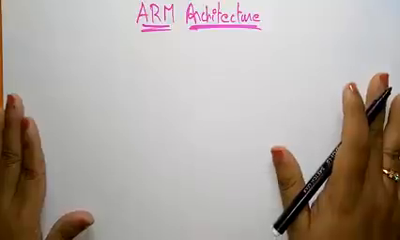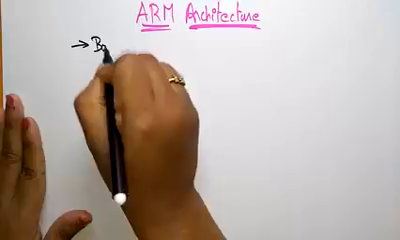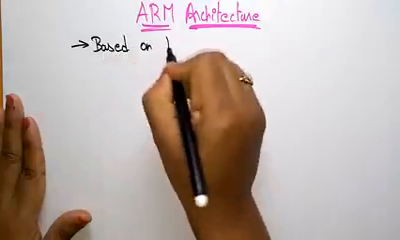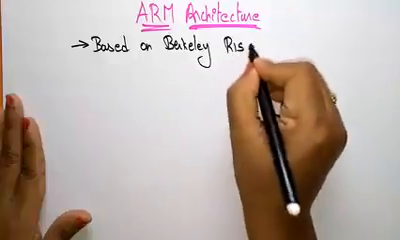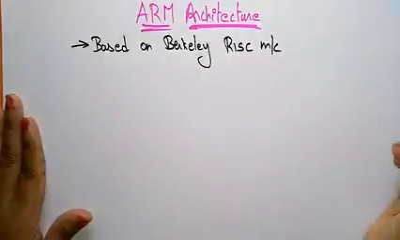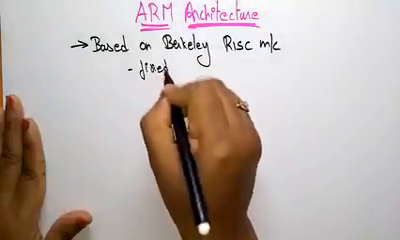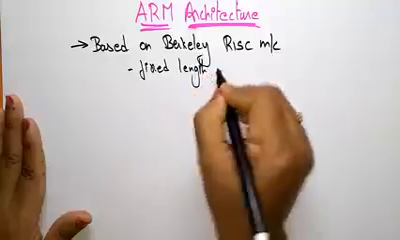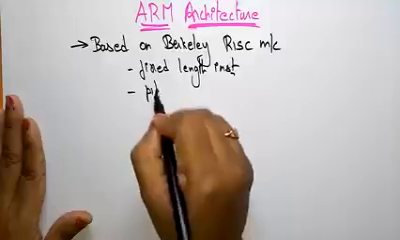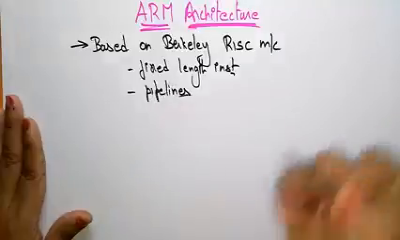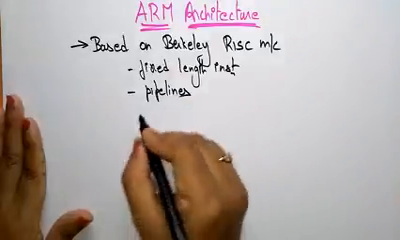Actually, it is based on the Berkeley RISC machine, reduced instruction set computer. Let me write that point. The ARM architecture has a fixed length instruction. It supports the concept of pipelines, which means the data can be transferred or executed by using the pipelines.